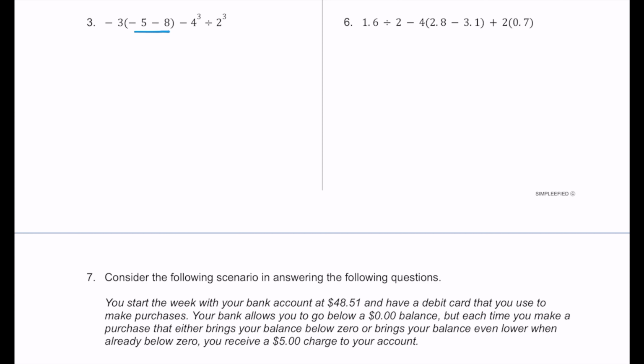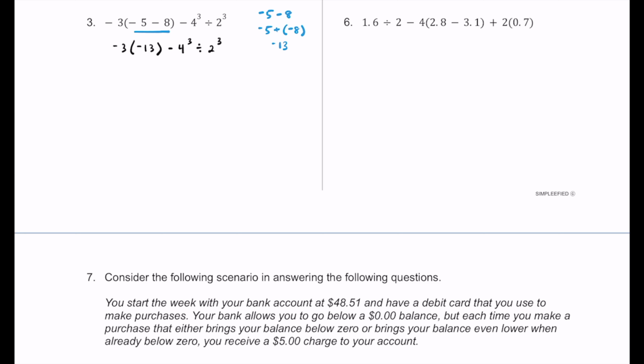Now keep in mind, if we are taking a -5 and we are taking away 8, I'm just going to go ahead and write, if this helps, that -5 take away 8 is the same thing as -5 adding a -8. So that's going to equal -13 if we add two negatives together. And so we can write -3 multiplied by this -13. And then we're going to take away 4 cubed and divide that by 2 cubed. Don't touch anything else yet.